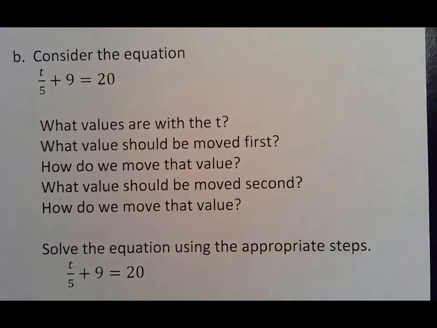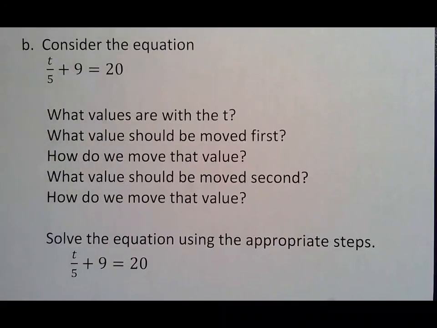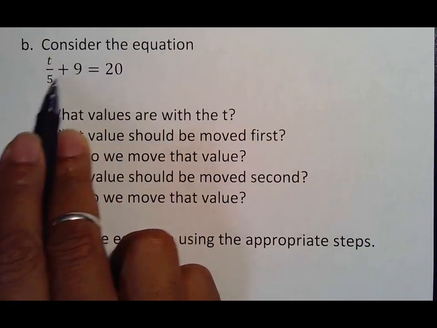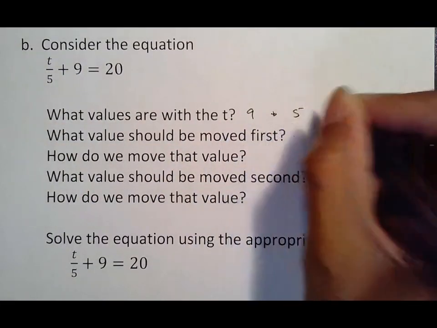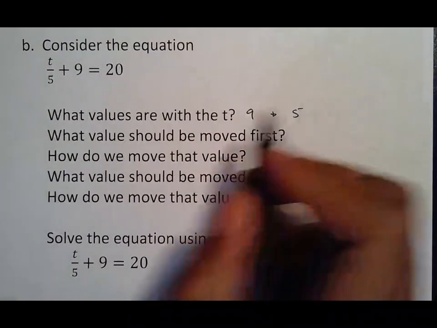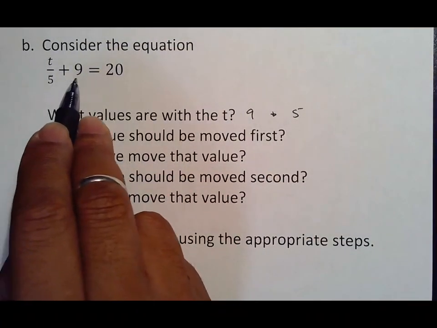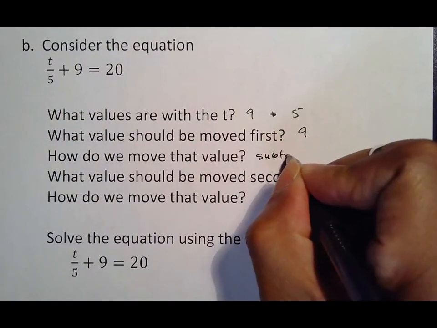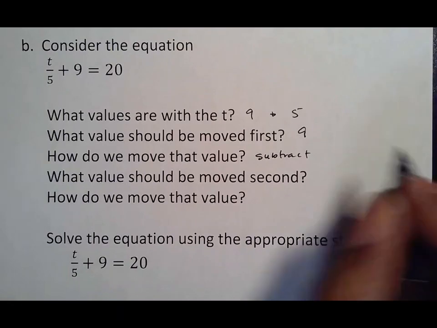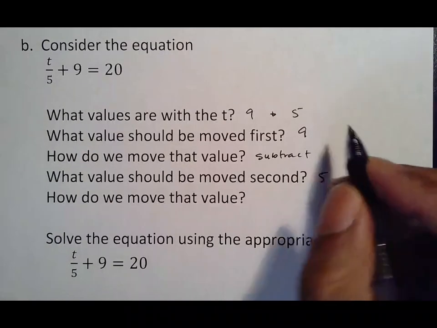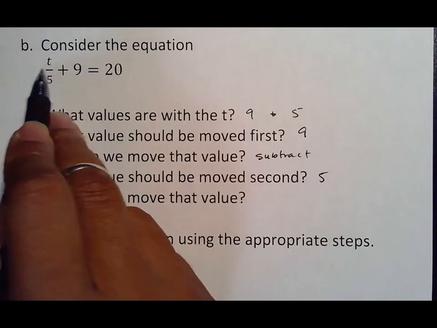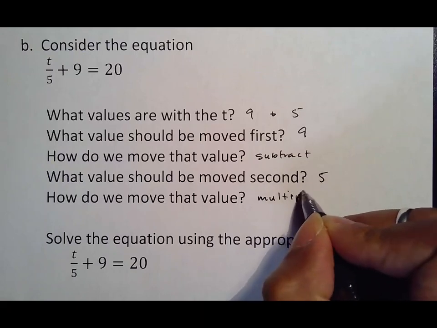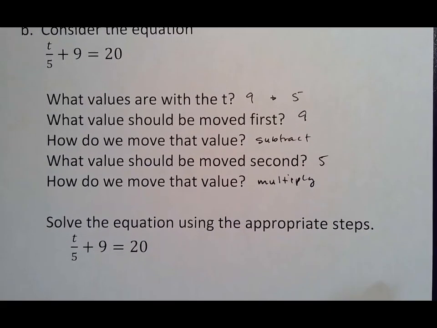We only have one more example because, hopefully, you understand it to the point where you don't need a third and fourth. In this question, what are the values with the T? T is over here. You have a 5, and it doesn't matter what order you put them in as long as you have the two numbers there. The number that should be moved first is the addition subtraction number, so 9 should go first. How do we move this 9 if it's being added? We will subtract. The value that should be moved second is the other number, 5. How do we move that value? If it's under the line, it's being divided, so we will do the opposite, which is multiply.